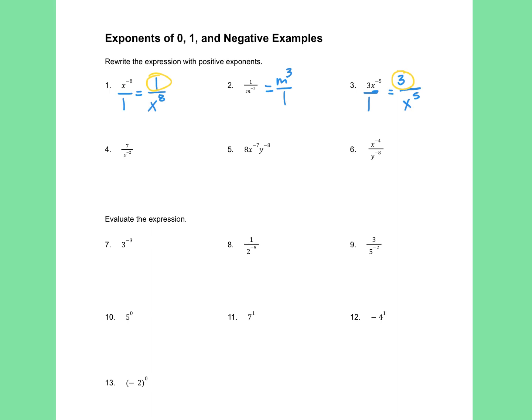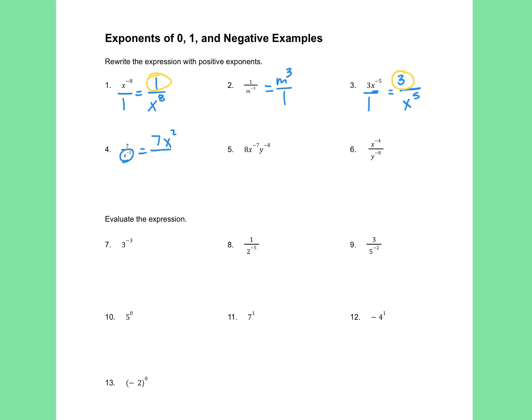Okay, so similar on number 4, it's already a fraction, so I don't have to do that. But the 7 does not have a negative exponent, so it's going to stay in the numerator where it's at. But the x does have a negative. So to make it positive, we're going to take the reciprocal, flip that. Just flip what has the negative. That's going to go to the top to be positive, and then there's nothing left on the bottom.